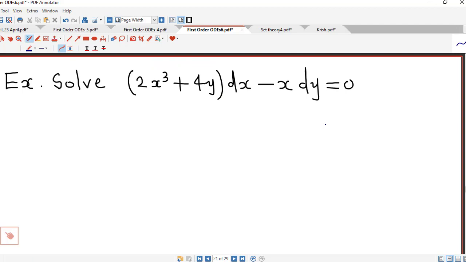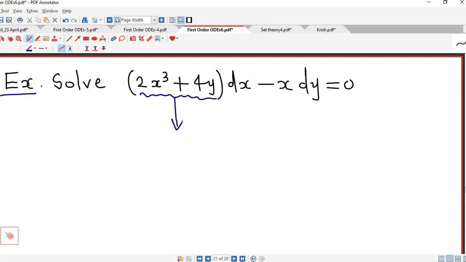And this is the last problem of this lecture. Solve 2x cube plus 4y dx minus x dy equal to 0. So we can see here we have functions of x and y in the addition, so this is not separable. We can check for exactness.